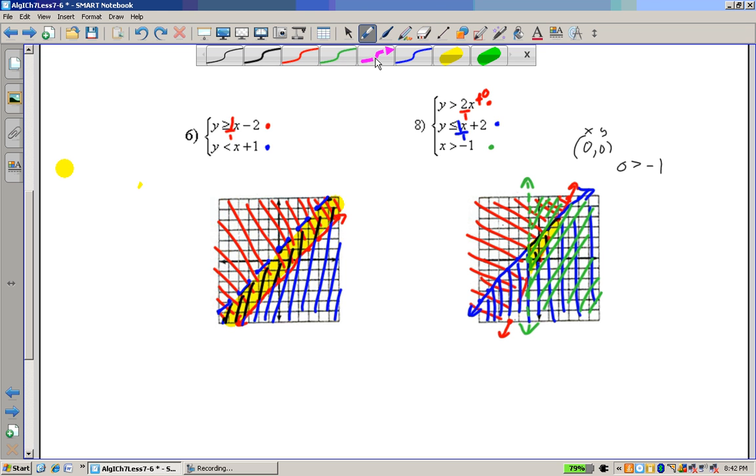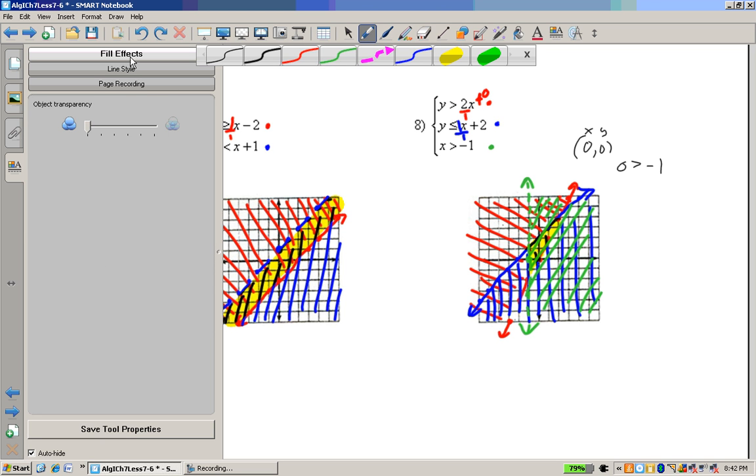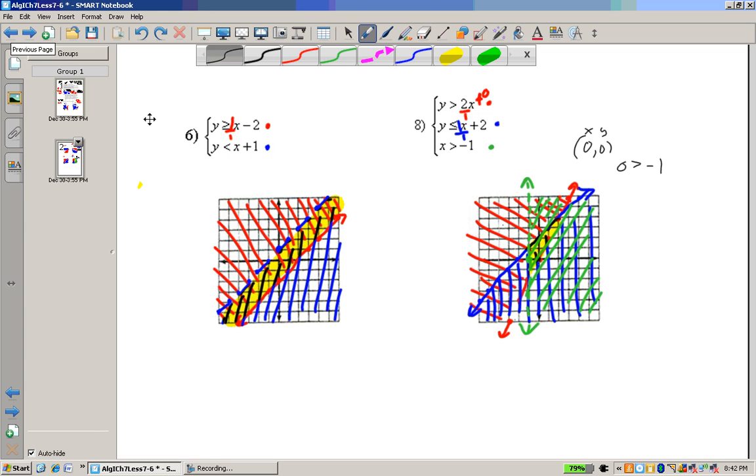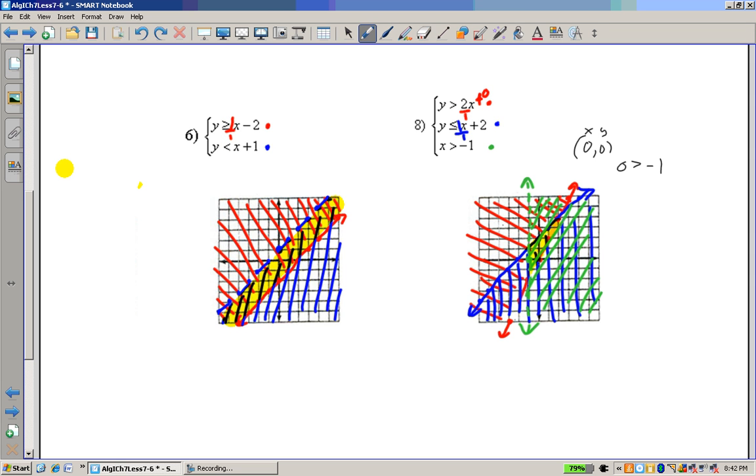So you can kind of see, I'm going to outline this in another color if I can. Oh, how about purple? That should show up nicely. So you can see it's this area right here, this triangle. Okay, and there's my solution set there. It's a little confusing, but you can see this triangle defined along the red, blue, and green, inclusive along the blue, not inclusive along the red and the green because of the dotted line.